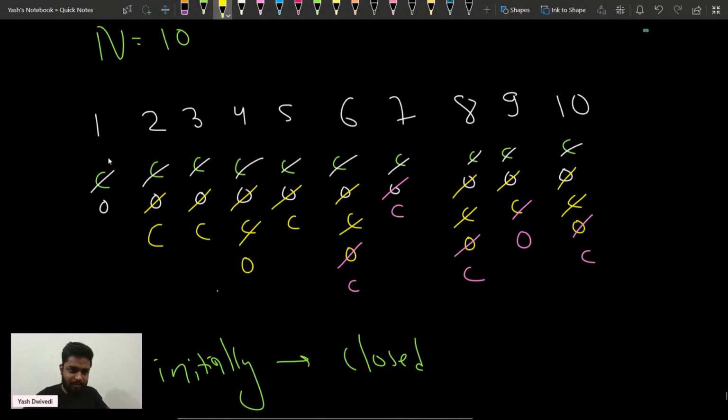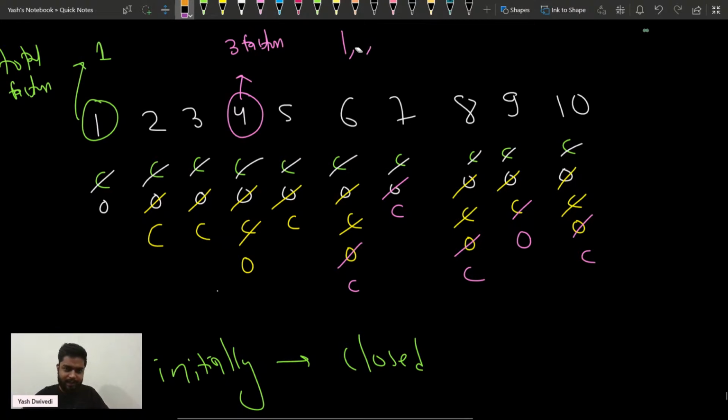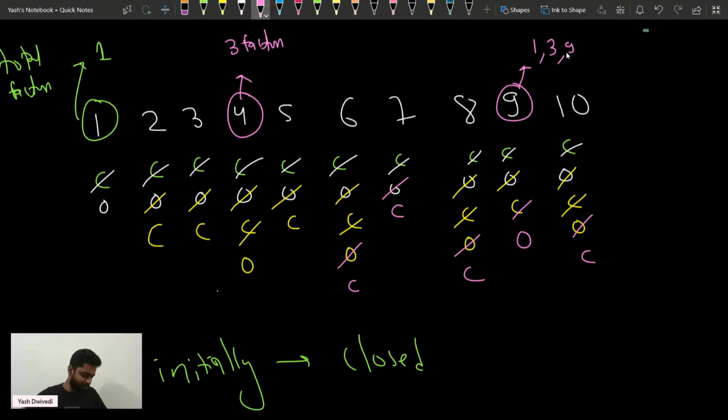So you can see here, for one, what is the total number of divisors? Can I say the total number of factors of one is nothing but one? Total factors of one is one. The total number of factors for four is nothing but three factors, that is one, two, and four itself. Correct. What is the total number of factors of nine? For nine, you have three factors, that is one, three, and nine. Correct. So you can see an odd number of factors, right?